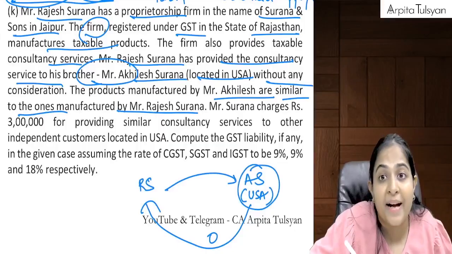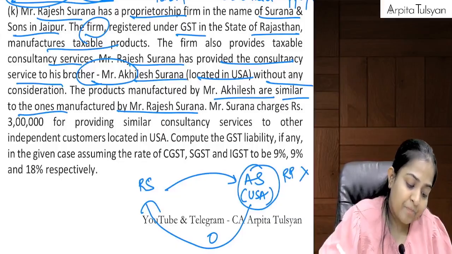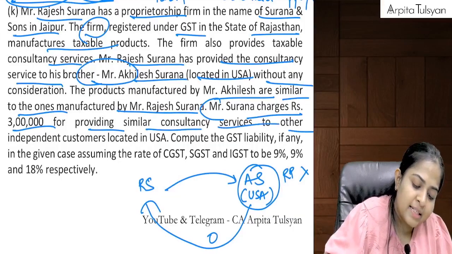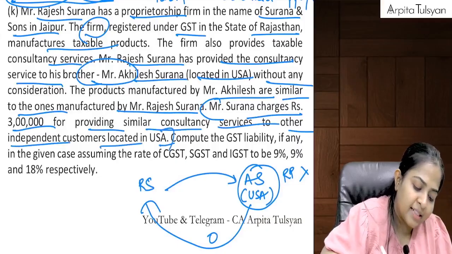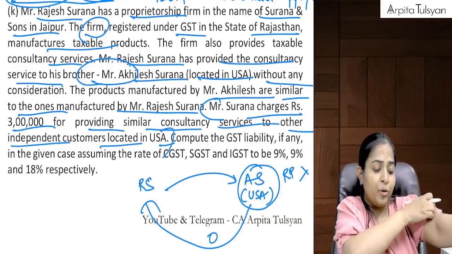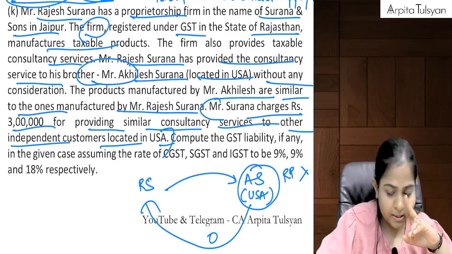So he is not dependent on me. So he is not my family member. He is not my related person. Mr. Surana charges rupees 3 lakh for providing similar consultancy services to other independent customers located in USA. So they have given the market price basically. Compute the GST liability, if any, in the given case, assuming the rate is 18%.